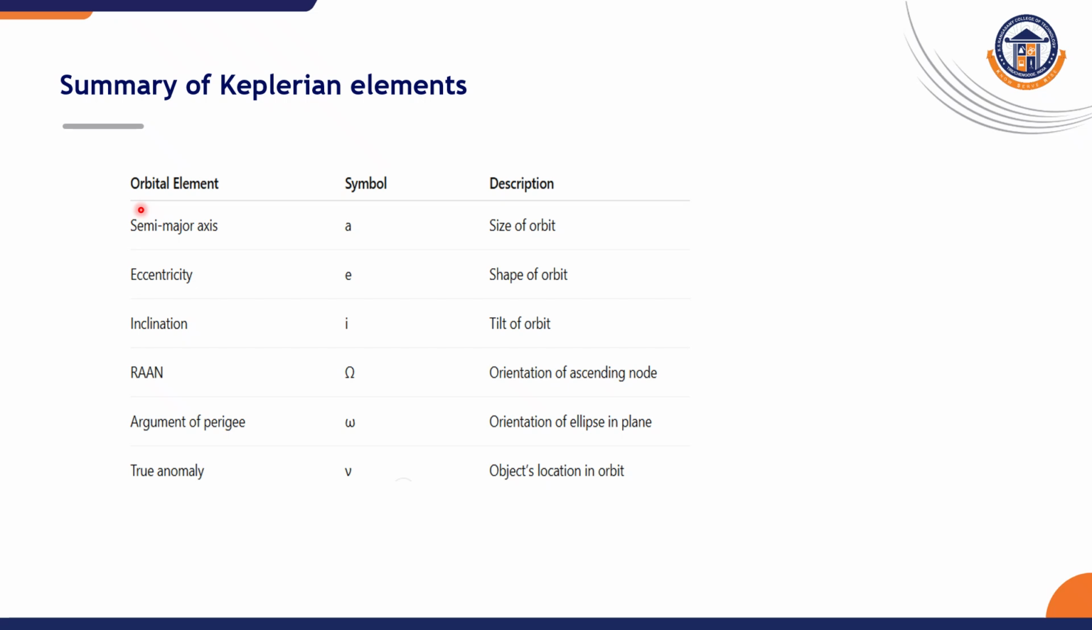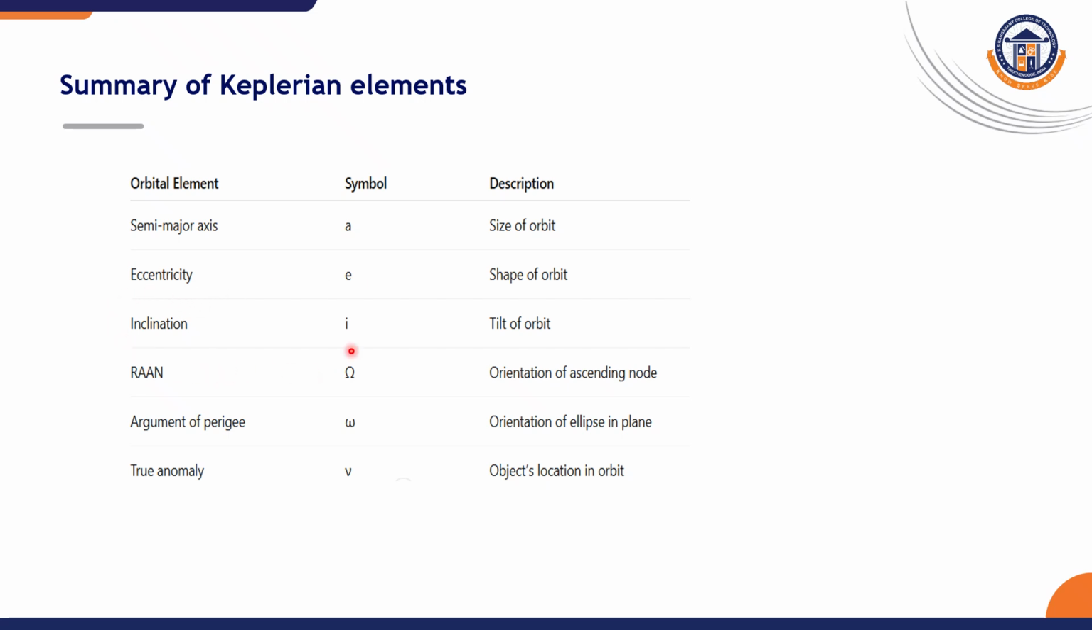All those details can be obtained from the Keplerian set. There are 6 elements in the Keplerian set. The first one is the semi-major axis, denoted by the symbol A, which defines the size of the orbit. Based on the size of the orbit, we have 4 different types of orbit. Then eccentricity E: based on the eccentricity, we have 2 different types of orbit, circular and elliptical. Generally, the orbit is not circular, it is somewhat elliptical based on the eccentricity value.